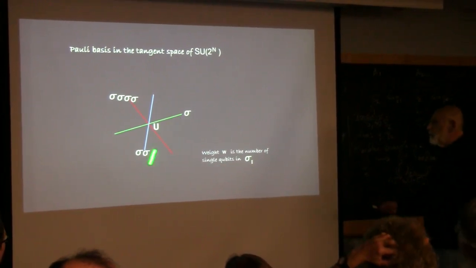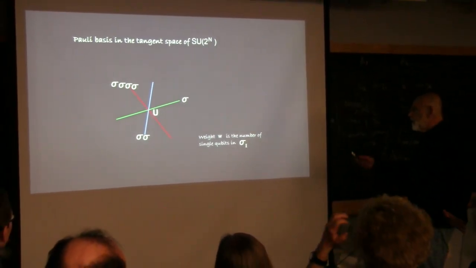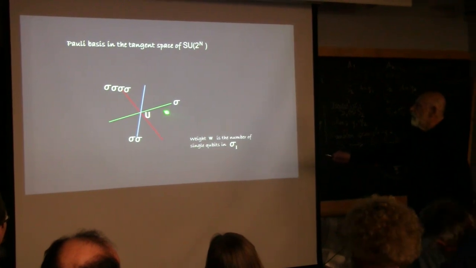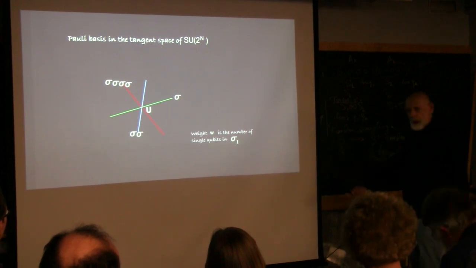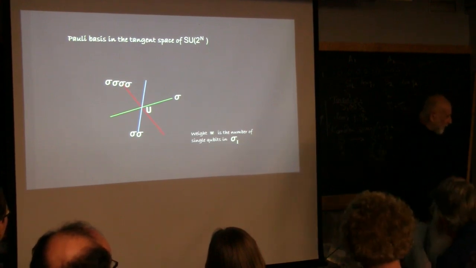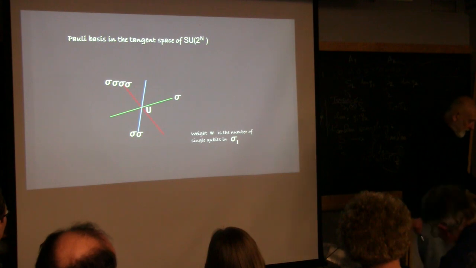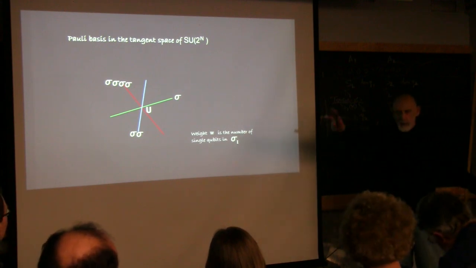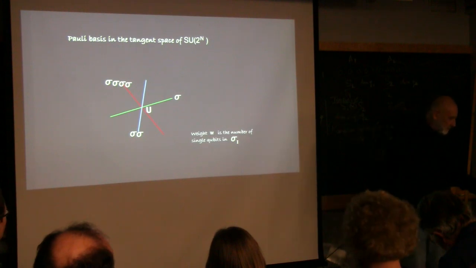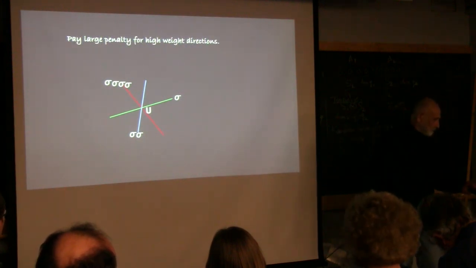There are 2-qubit operators, there are 4-qubit operators, whatever. Let's call the number of qubits in the operator the weight. And let's call the generic operator sigma sub I, where I runs from 1 to 4 to the n or something like that. And that's a basis set in the tangent space to the group.